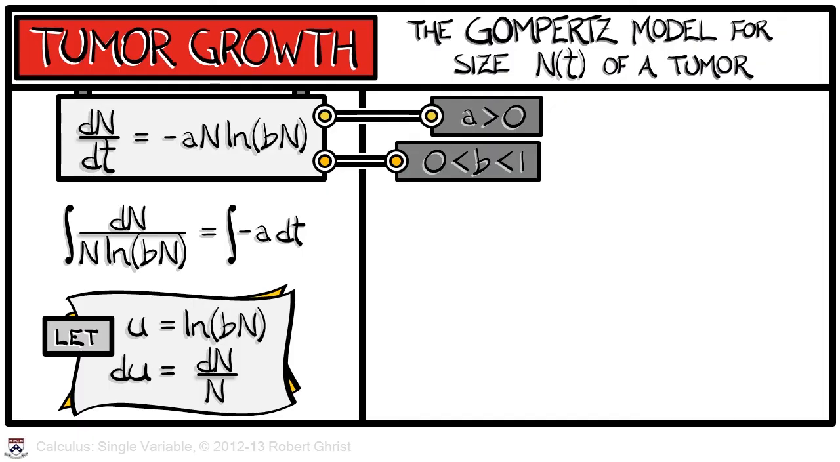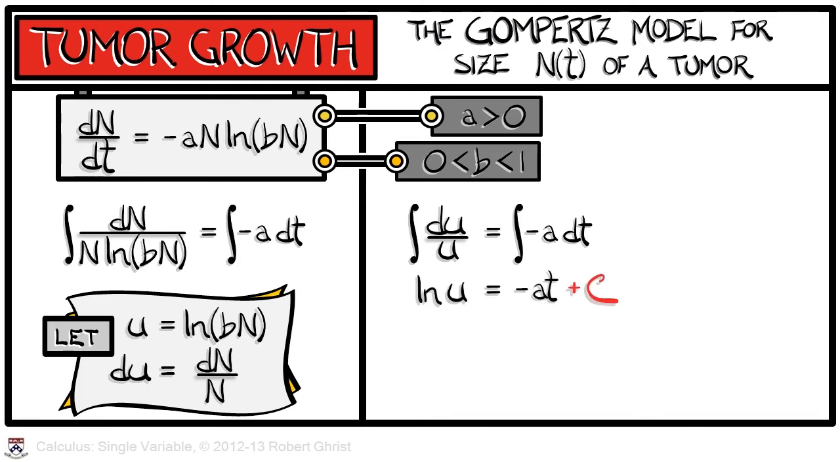If we let u be log of b times n, then du is equal to dn over n. And we see that this integral is going to simplify dramatically to du over u. On the right-hand side, we again have the integral of negative a dt. Computing both the integrals gives us log of u equals negative at plus a constant. As with other equations we've done, we're going to exponentiate both sides to obtain an answer. u is constant e to the negative at.